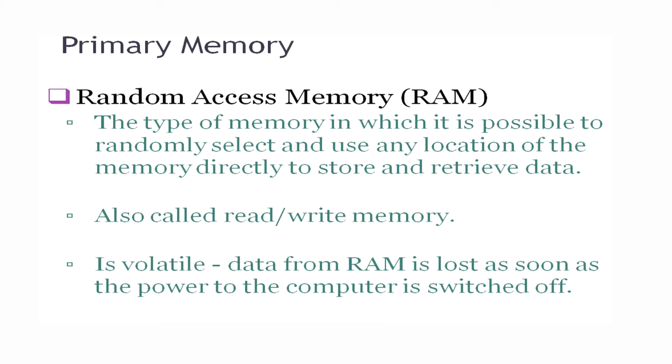So this type of memory is also known as read-write memory, and this type of memory is volatile. When I say volatile, it means as soon as the computer is switched off, the data is lost. So that is why your teachers must be telling you to save your file. Why? Because when you are working on a file, your data is on RAM, and RAM data will be lost as soon as the computer is switched off.